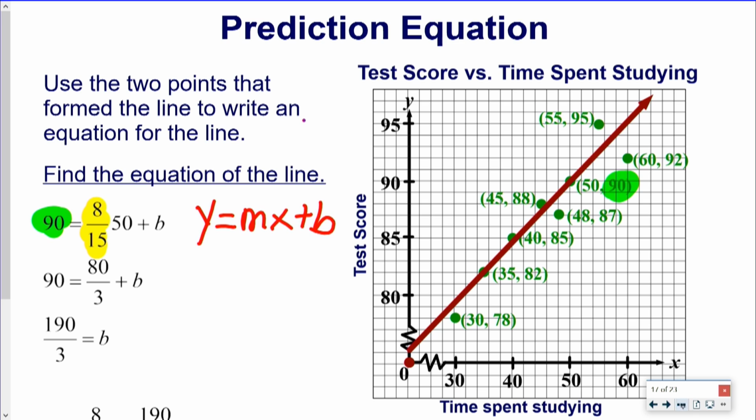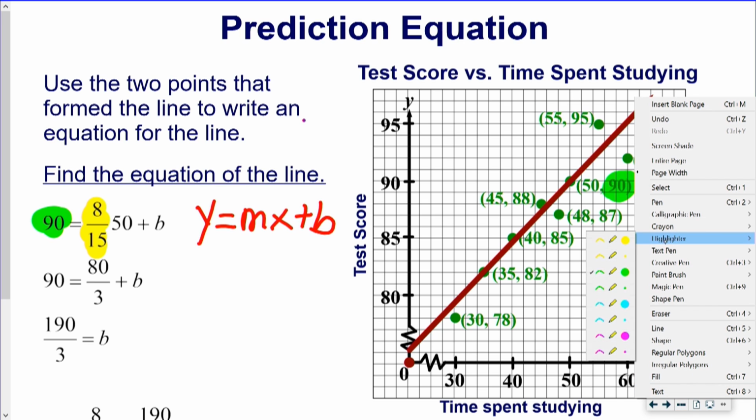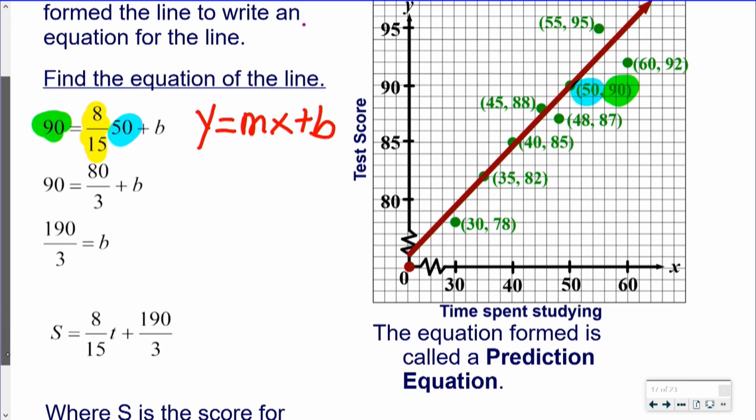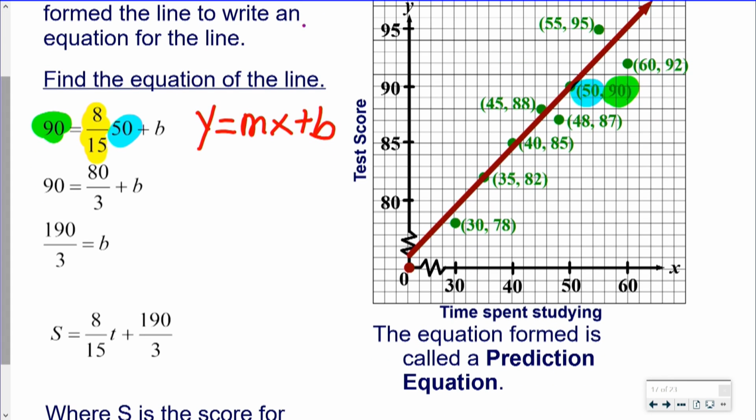So where did the 50 come from? Well, again, the 50 is from our point x value. So we plug in the values 50, 90 to represent the x and y, which is a point. And we also substituted in 8/15 for our slope, which is the letter m. Then we just simplify the expression. Take the product of 8/15 and 50 and you get 80 over 3.